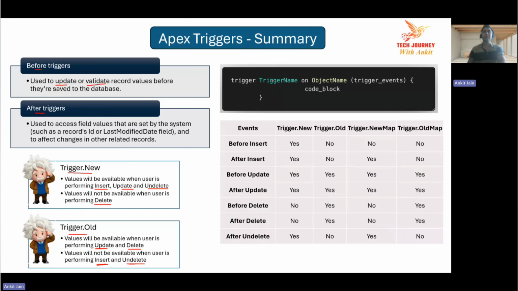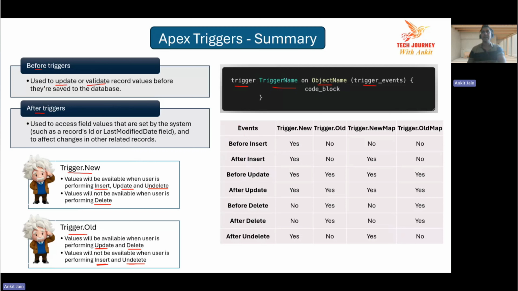We also discussed the syntax of triggers, which goes like this: trigger, followed by the trigger name, where you can give any logical name, then on the object for which you have to create the trigger. Moving to the events part, there are altogether 7 events that you can define for the trigger.